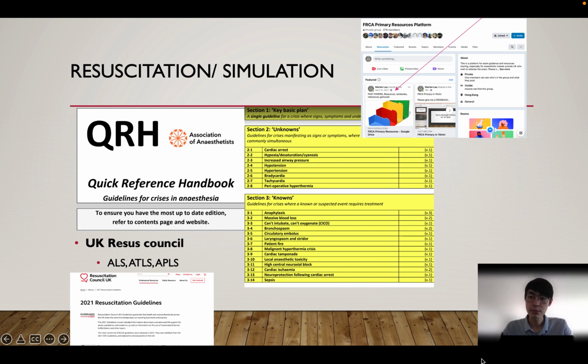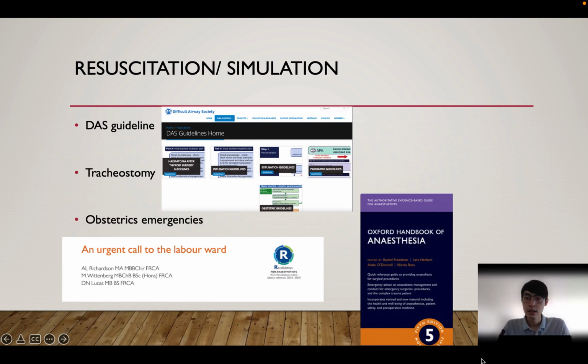Another essential reading material is the UK Resuscitation Council guidelines, including the ALS, ATLS, and APLS. The UK practice sticks to the DAS guidelines of difficult airway management. Make sure you read the general airway, obstetric airway, and tracheostomy management. You are also expected to know how to manage important obstetric emergencies. Apart from some online resources that you can read, I also find the obstetrics chapter in the Oxford Handbook quite well written. It is worth your time to read it up.